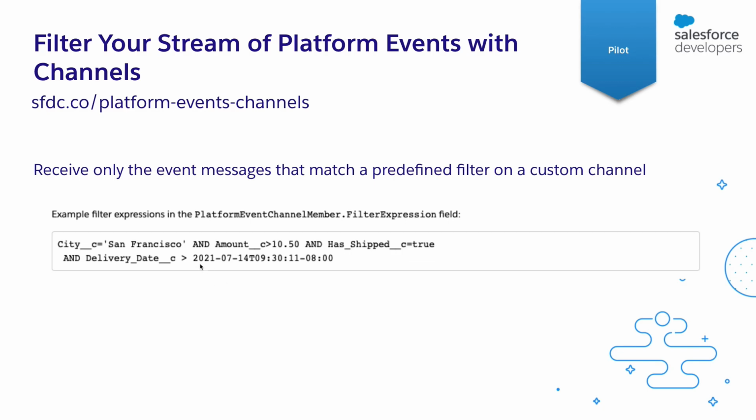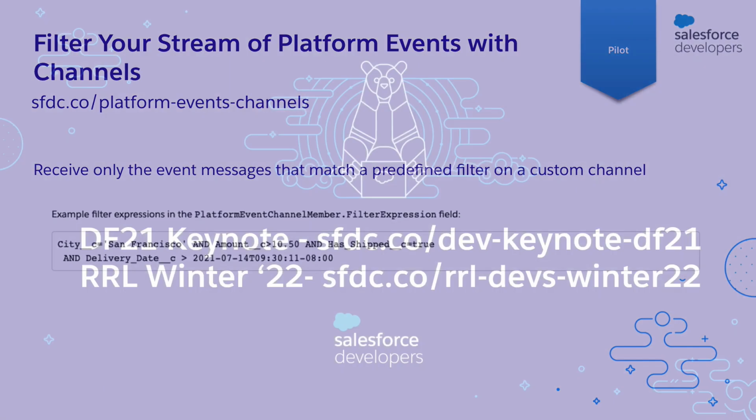So if I just want to receive messages where the city is San Francisco and the amount is bigger than 10.50, etc., I can apply that filter to my channel and get the messages filtered out, so that I don't receive hundreds and hundreds of messages, just the ones that I'm interested in. And this is a pilot that, again, is a closed pilot, and you need to talk to your account manager to be part of the pilot.